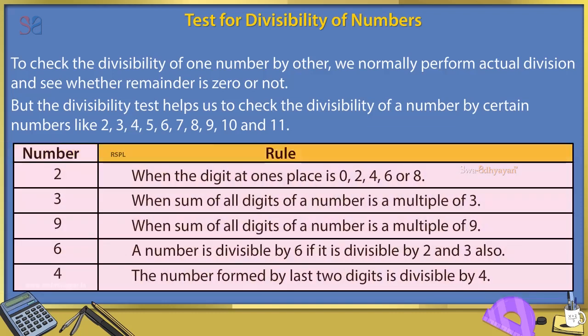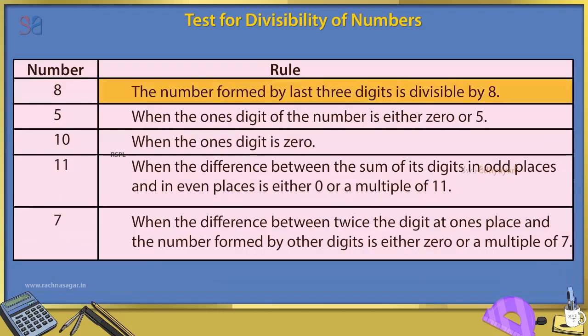Number, Rule. 2. When the digit at one's place is 0, 2, 4, 6 or 8. 3. When the sum of all digits of a number is a multiple of 3. 9. When the sum of all digits of a number is a multiple of 9. 6. A number is divisible by 6 if it is divisible by 2 and 3 also. 4. The number formed by the last two digits is divisible by 4. 8. The number formed by the last three digits is divisible by 8.